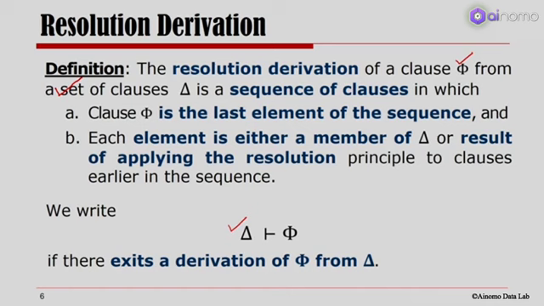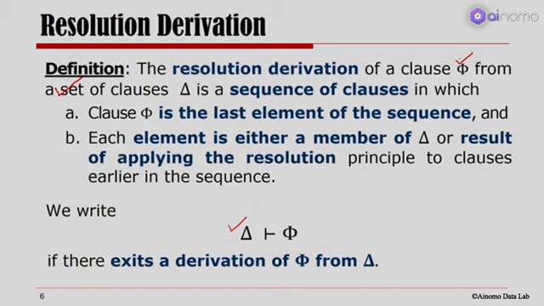Now by the refutation theorem, we establish that delta derives phi by showing that the union of delta and not phi is inconsistent. So it is important for us to reflect on what we mean by this statement here. Here we are trying to say that we can establish delta proves phi.